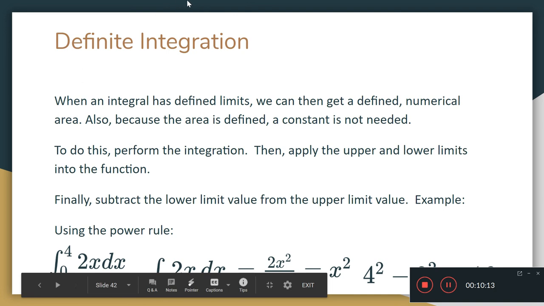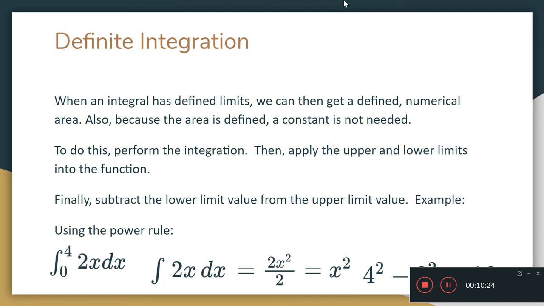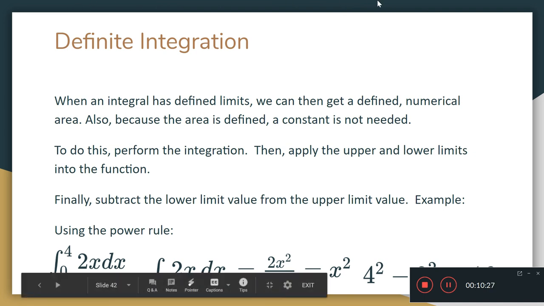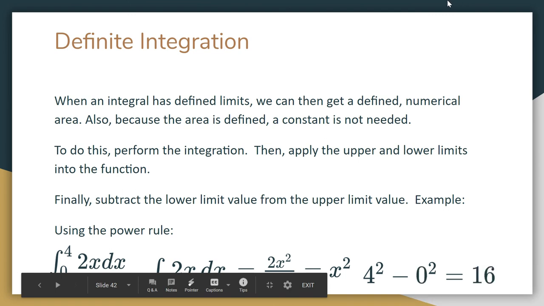First, integrate the function and forget about the limits. If we do that, we get 2x squared over 2, which is x squared. Then we apply the upper and the lower limit. The upper limit is 4, so I put 4 in for x, and I get 4 squared. And I put 0 in for x, and I get 0 squared. Then you subtract the lower from the upper. So 4 squared minus 0 squared is 16. So the area under that function between 0 and 4 is 16.